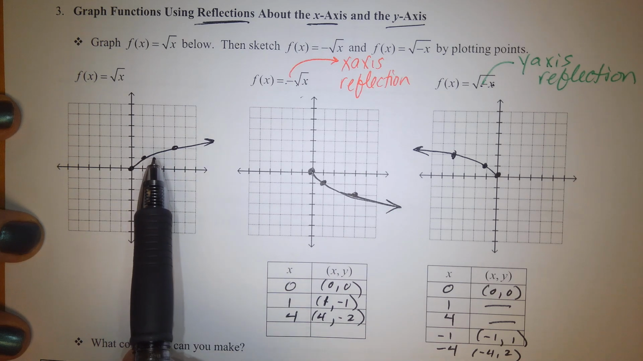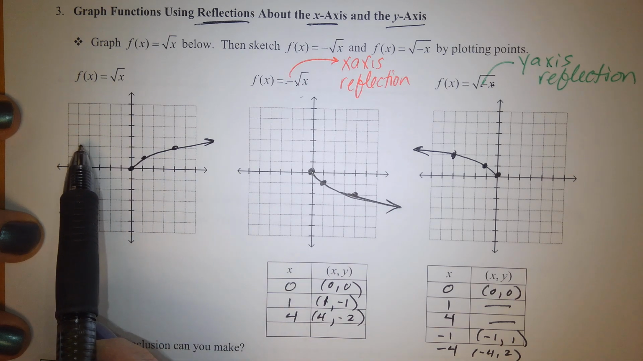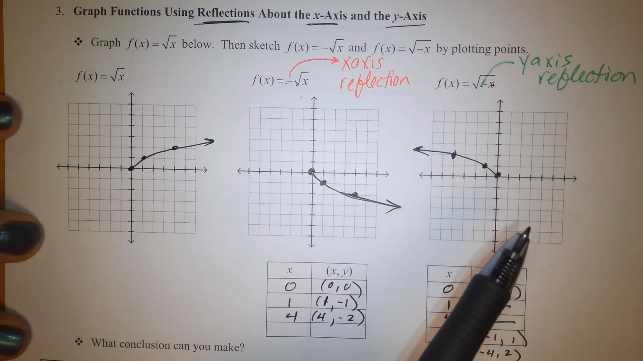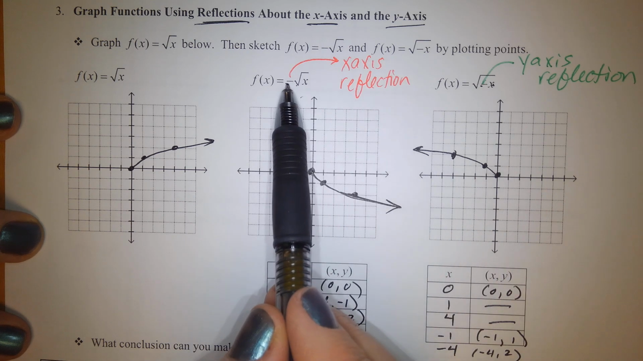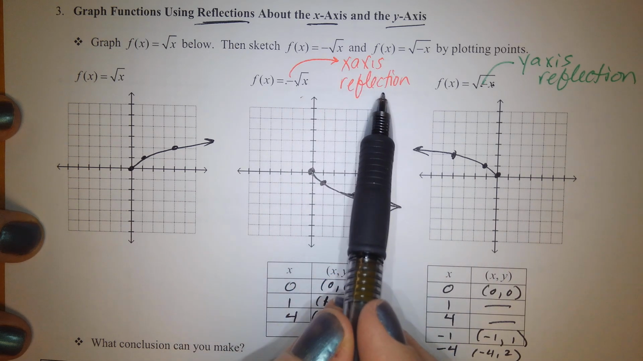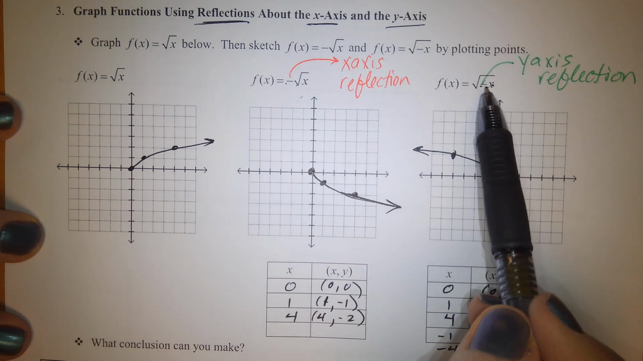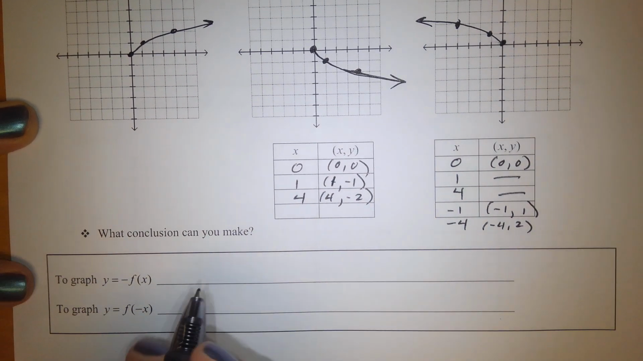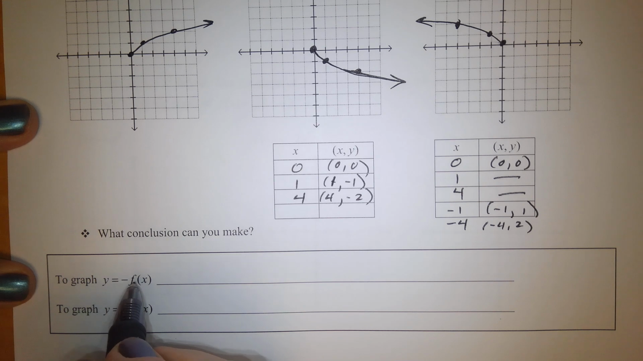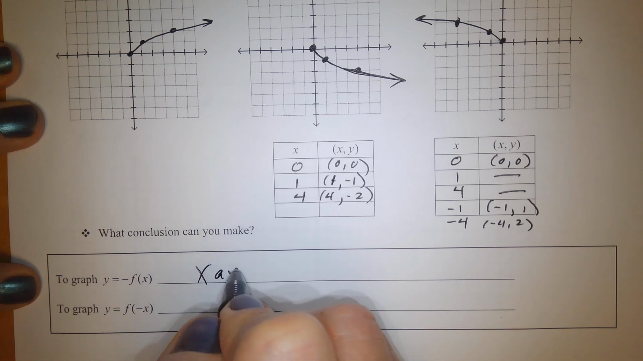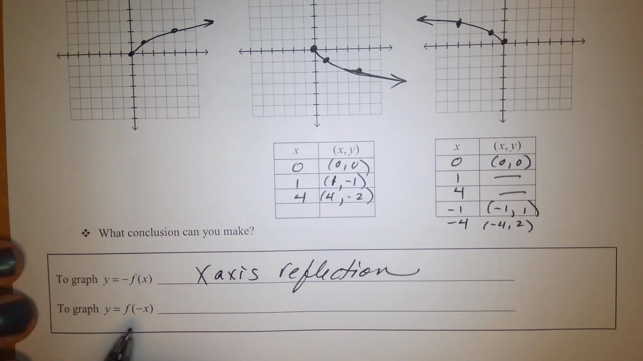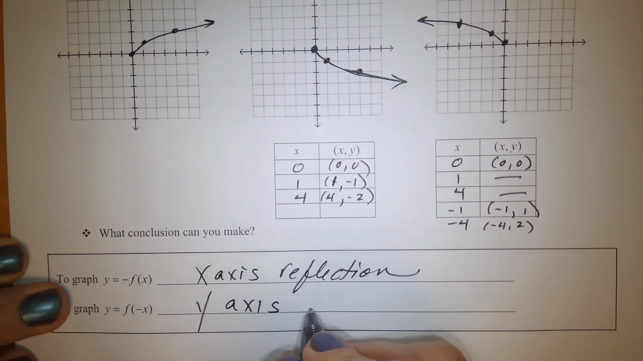If I took this original graph and I reflected it over the y-axis, you can see that this graph would now be over here in the second quadrant, which is exactly what we've done. So again, a negative on the outside of the function is an x-axis reflection, but a negative on the inside of the function is a y-axis reflection. So let's reiterate. Negative on the outside of the function is going to be an x-axis reflection. A negative on the inside of the function is a y-axis reflection.